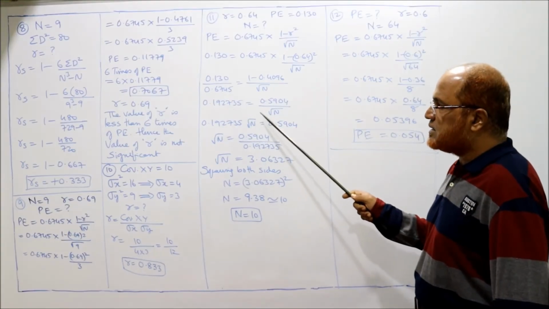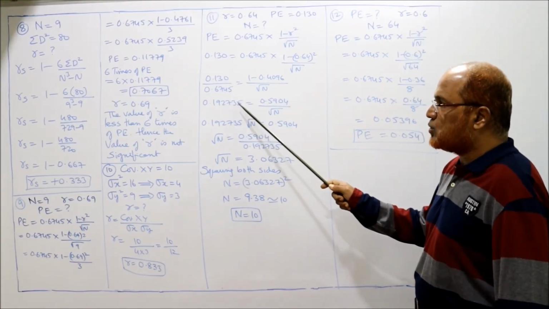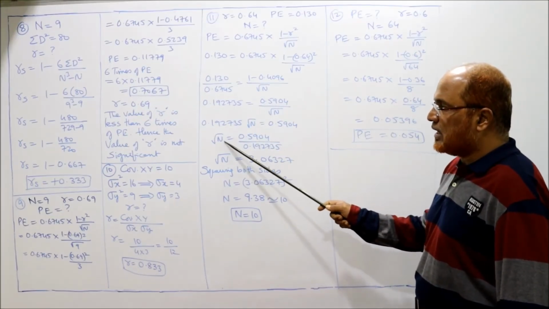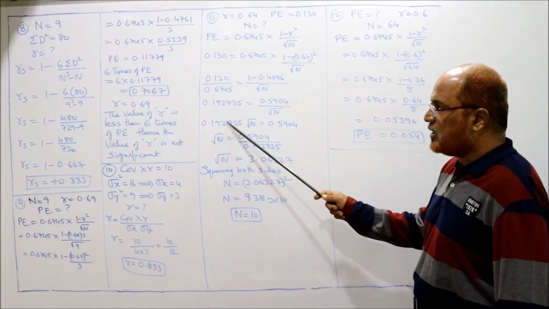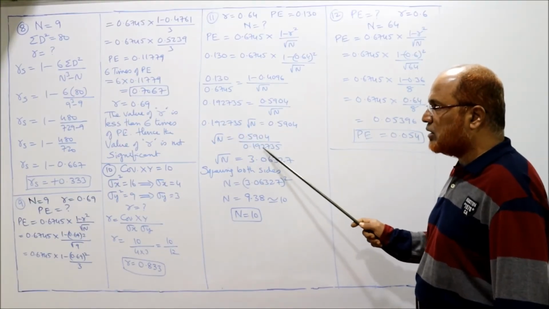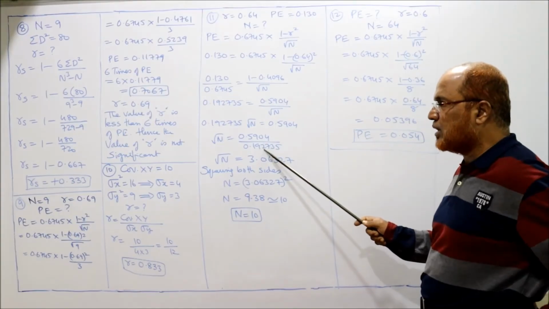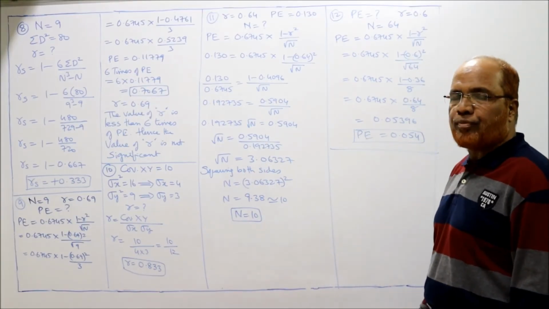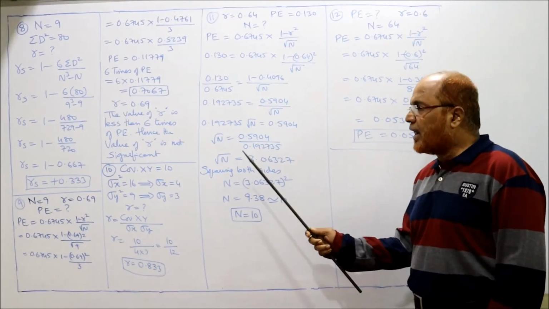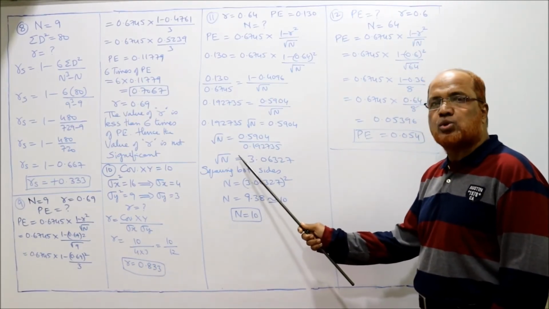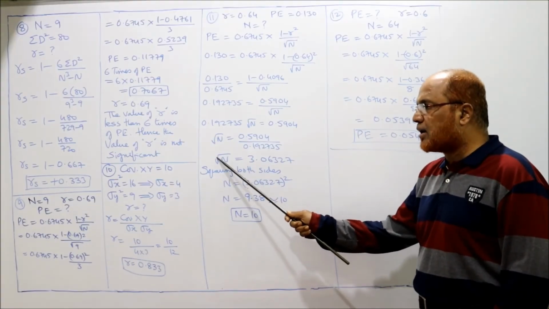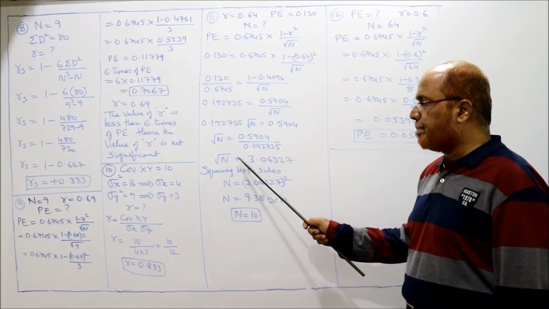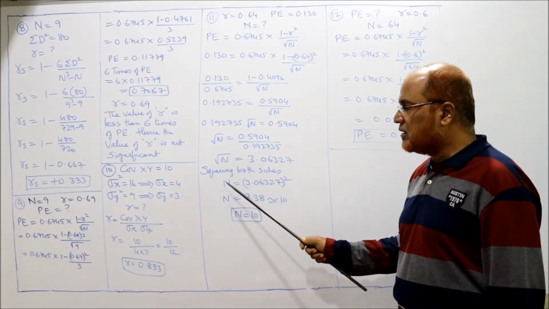Now cross multiply: root n into 0.192735 is equal to 0.5904. Keep this root n on LHS and bring this 0.192735 to the RHS. So it will become division, because here there is multiplication, there it becomes division. So root n is equal to 3.06327. We need n. So squaring on both the sides, LHS and RHS. If you square root n, root will go away, n will remain.